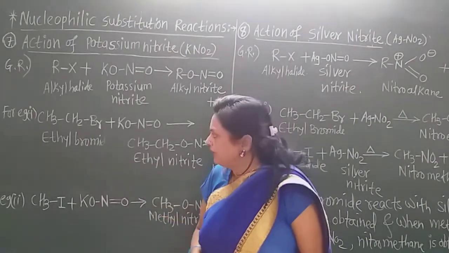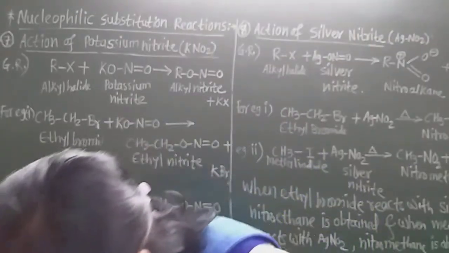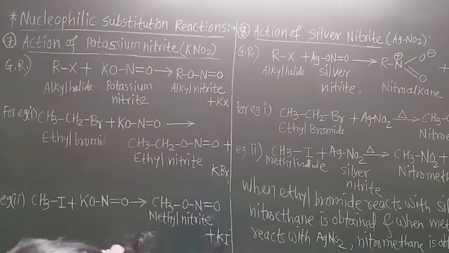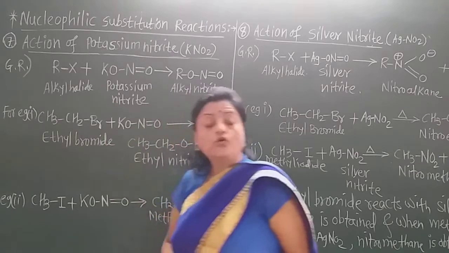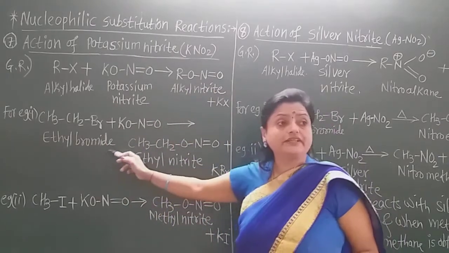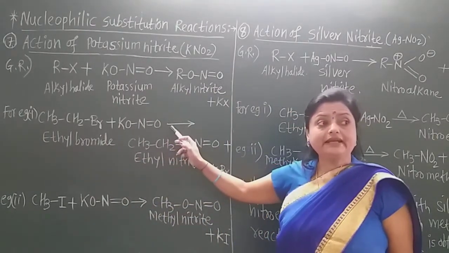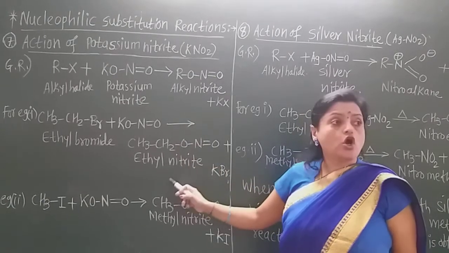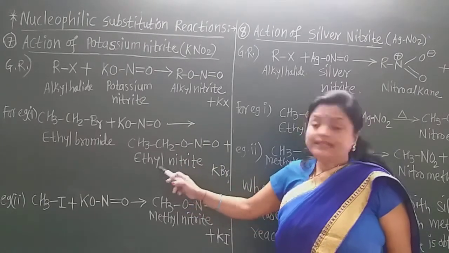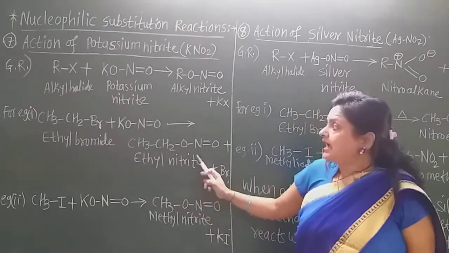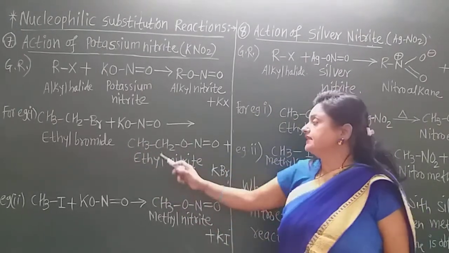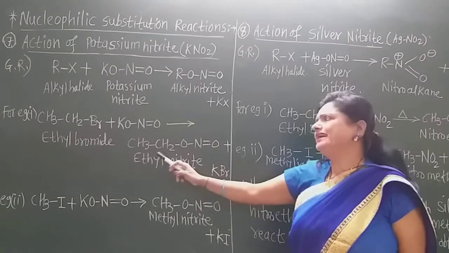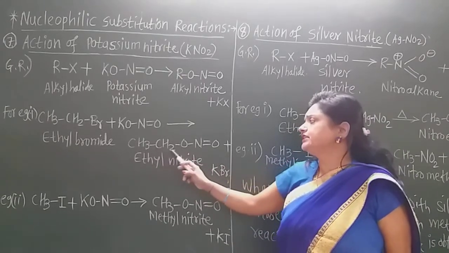Now take the particular reaction. Ethyl bromide. The name of the alkyl halide is ethyl bromide. Now when this ethyl bromide reacts with potassium nitrite, there is formation of ethyl nitrite. And this K and Br form KBr. Now this is the ethyl nitrite. You can write in this way also, CH3CH2ONO.